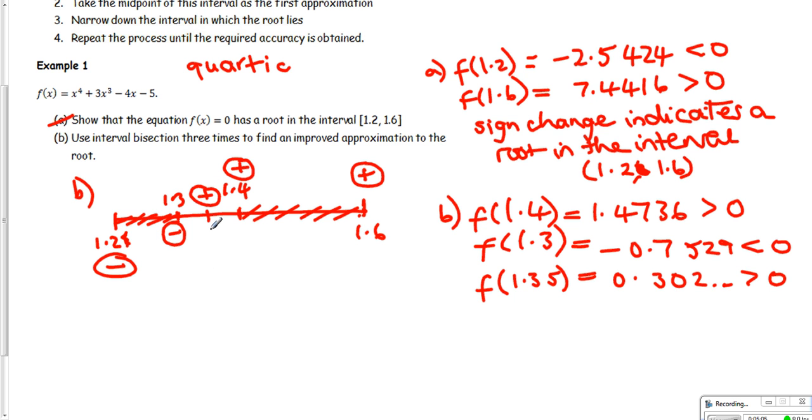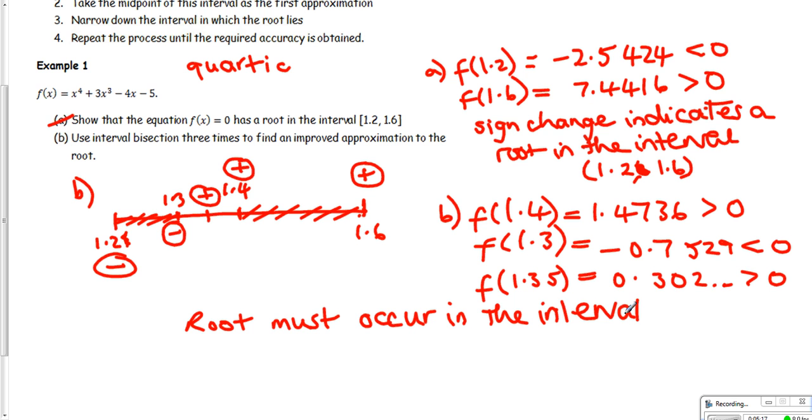So what does that tell us? Well, it tells us that the root must occur in the interval where the sign change occurs. So we have a negative and a positive. Don't want that part anymore. So it's in the interval 1.3 to 1.35.